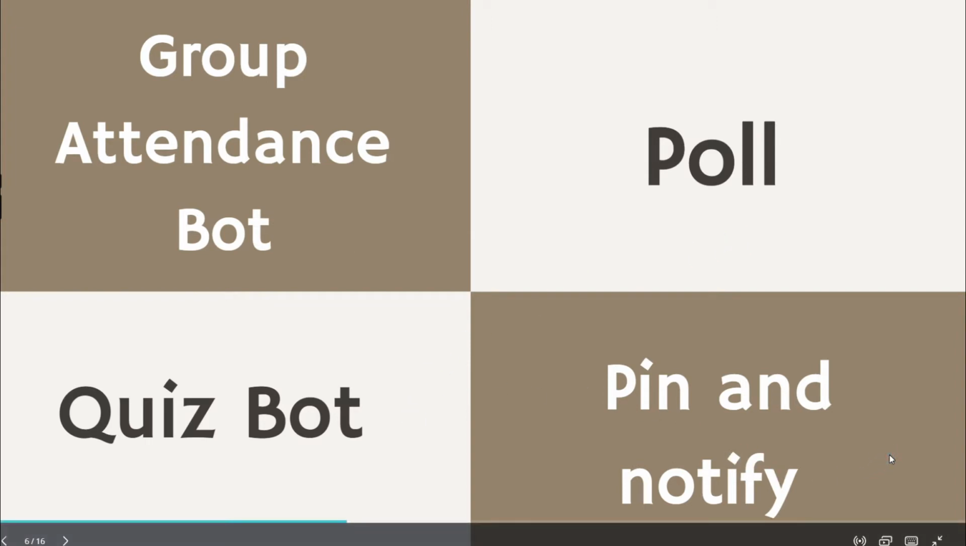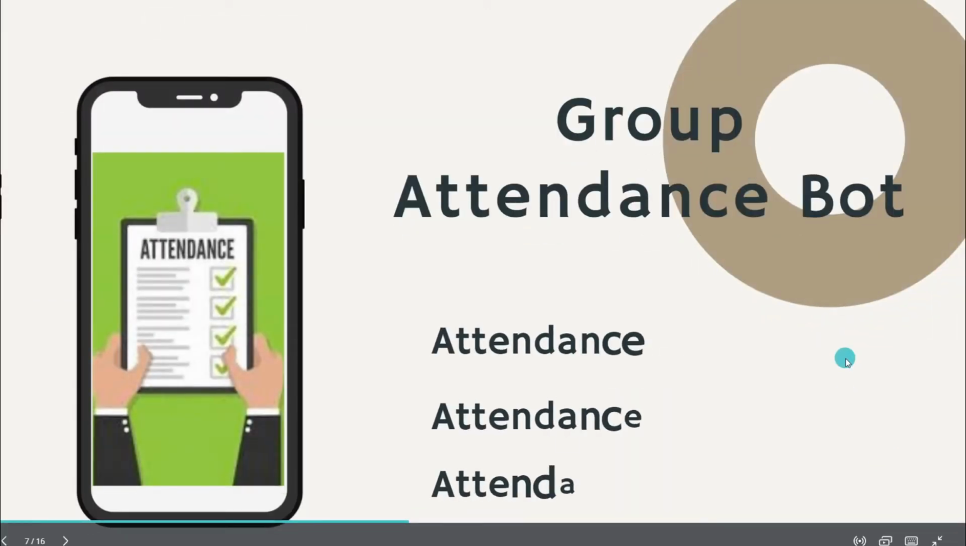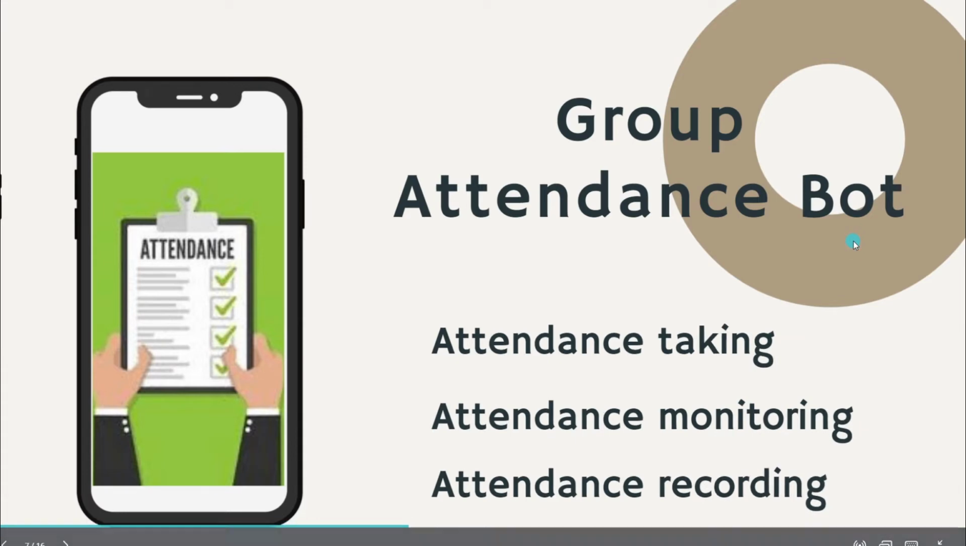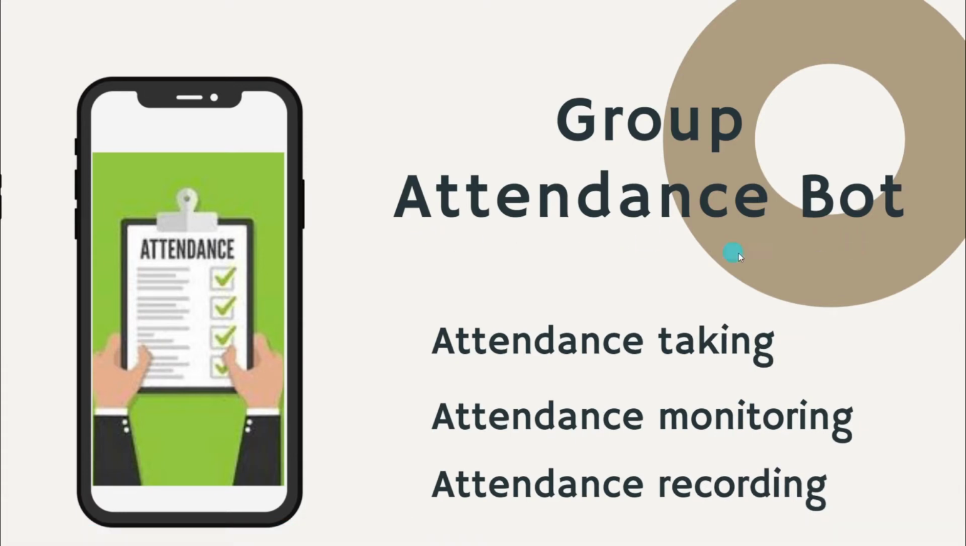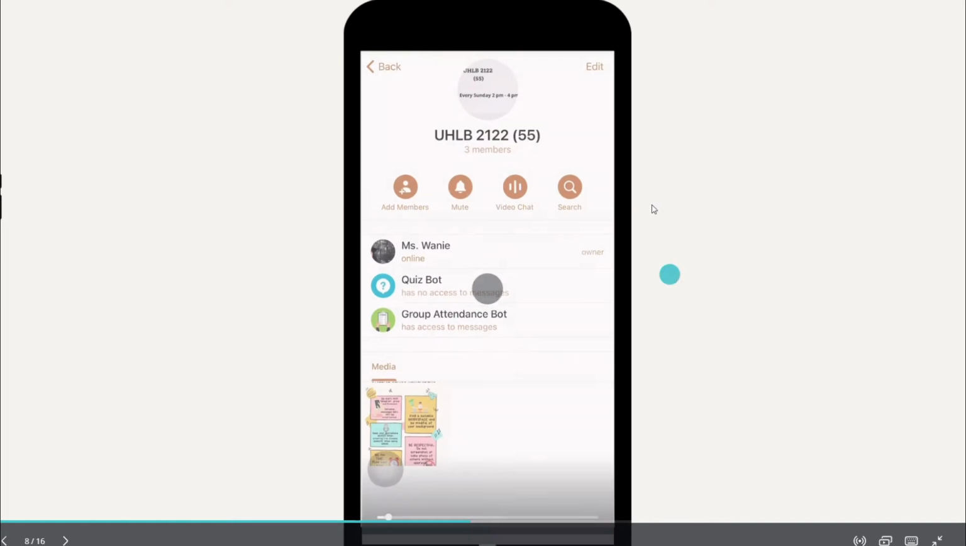So I'm going to begin with talking about the group attendance bot. For the group attendance bot on Telegram, you have to search for this, and the moment you see this visual here, you are choosing the correct bot. So you just add it. The purpose of the group attendance bot is that it helps assist instructors with attendance taking, attendance monitoring, and attendance recording.